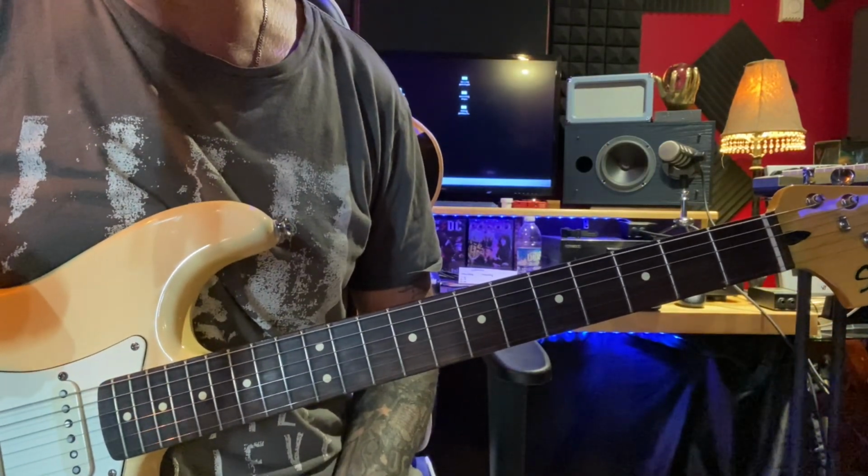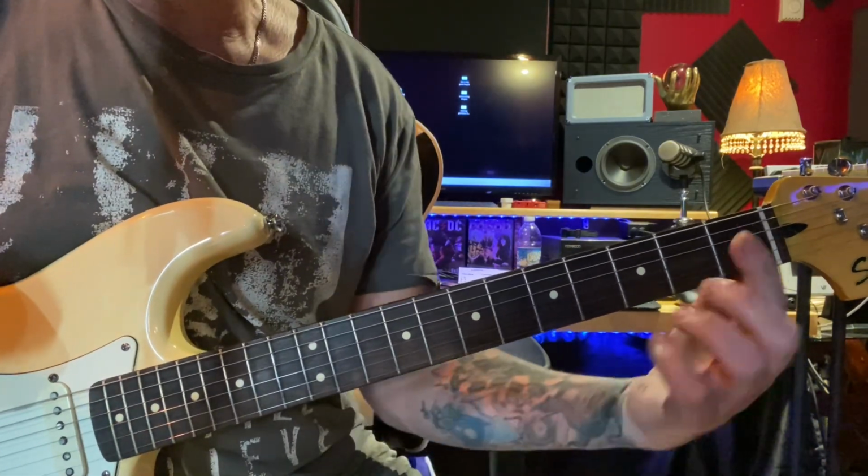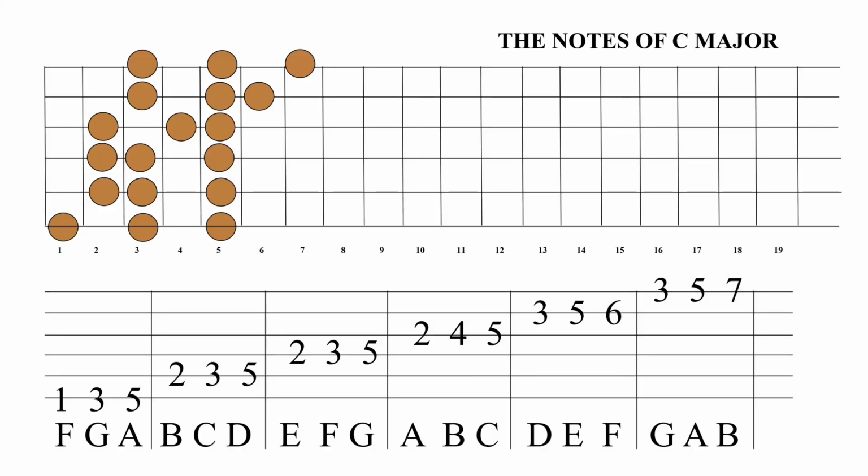Today we will learn all of the notes in the C major scale. We're going to start on our first fret, which is our F note. So how this works is it's alphabetical from wherever we start.